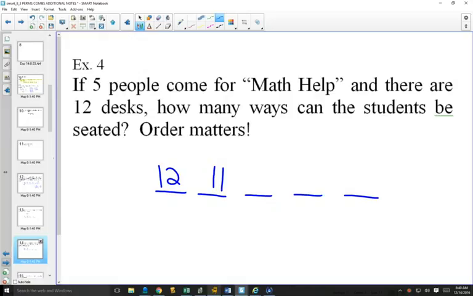There's a game like that? It's not called math help. Okay.